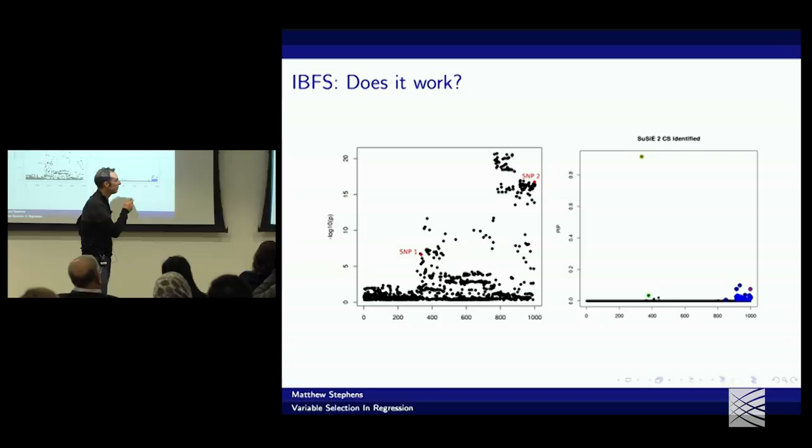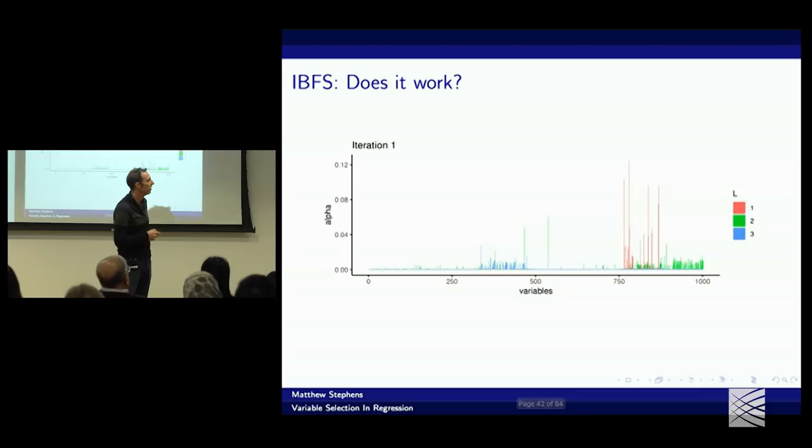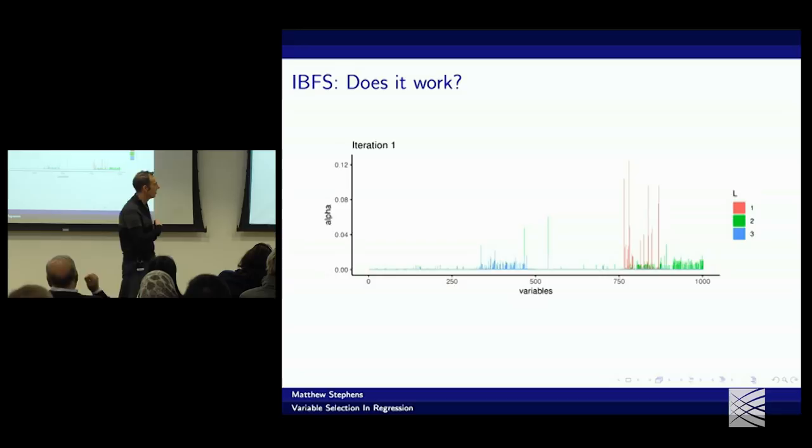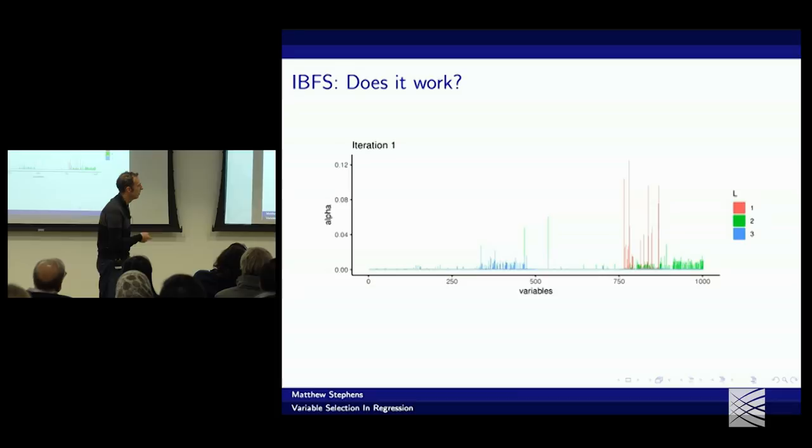So what happens? Actually, we fit it with L equals 3 here. If you fit it with L equals 2, you would probably get stuck, is my guess. But by default, we just set L equals 10 for eQTL studies right now. So there might be some benefits to fitting the algorithm with more than you actually believe.